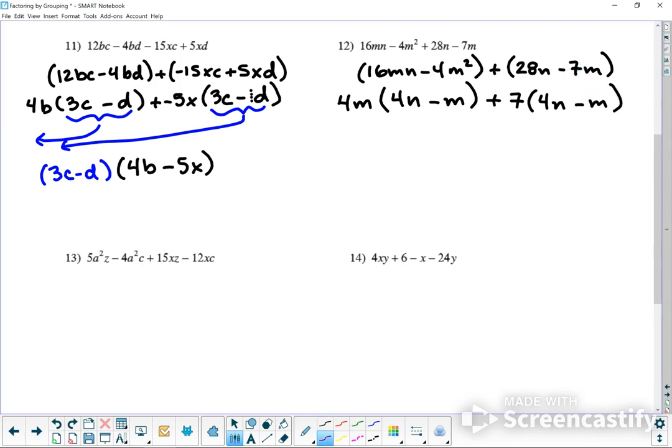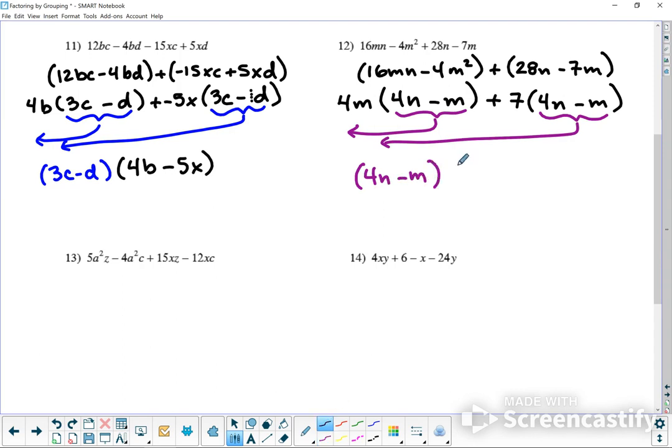You can see that they are similar in what they have. So I can factor that out. I'm factoring out 4n minus m. And I have left behind 4m plus 7.